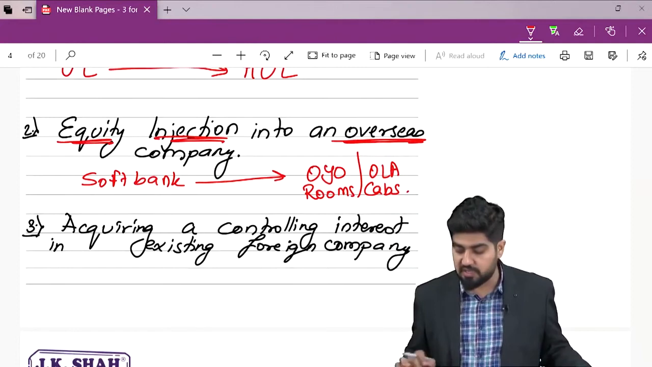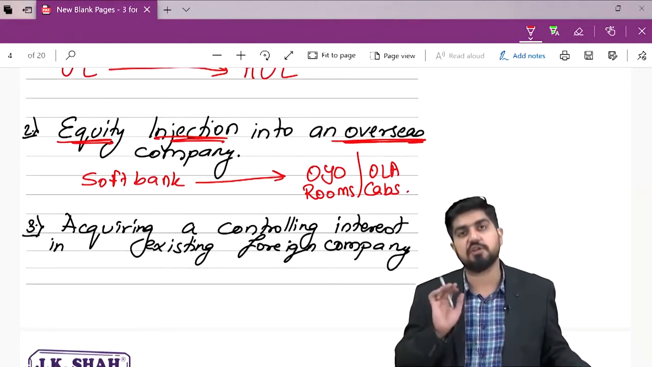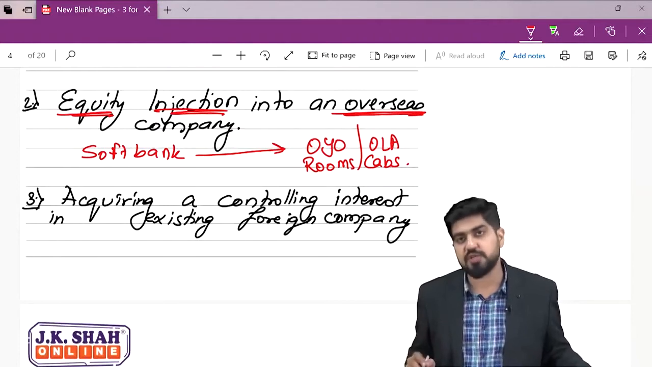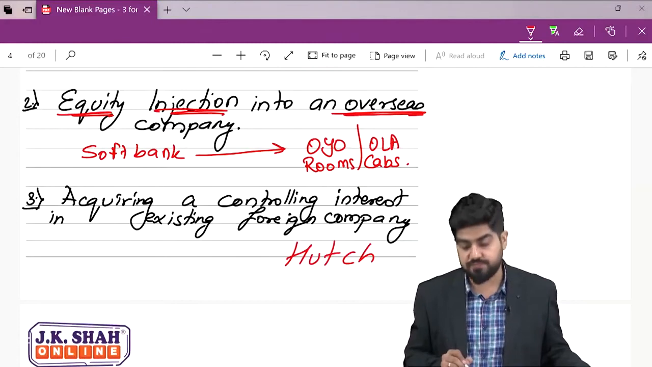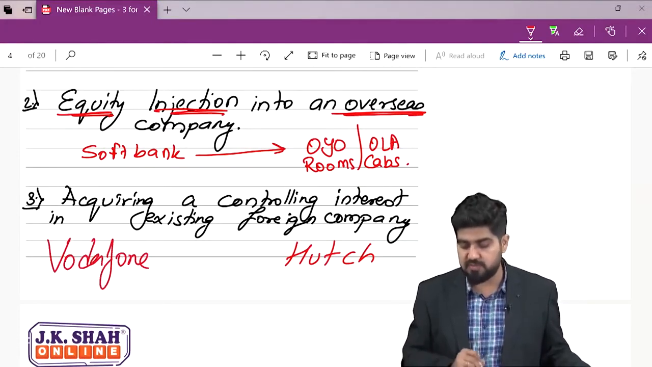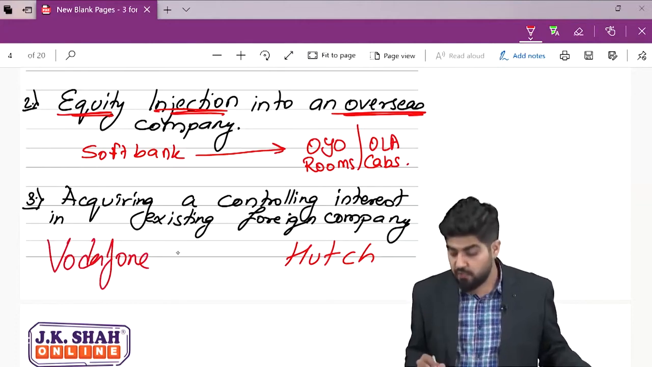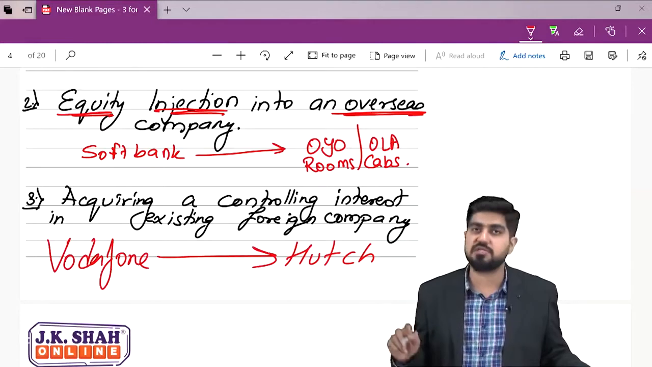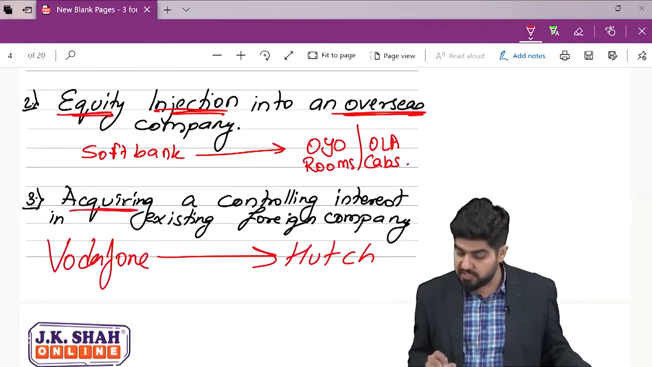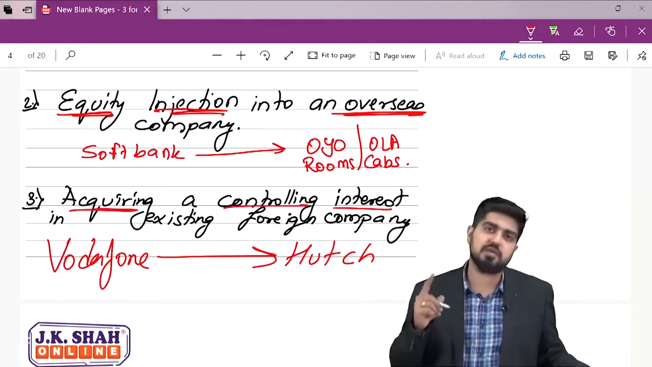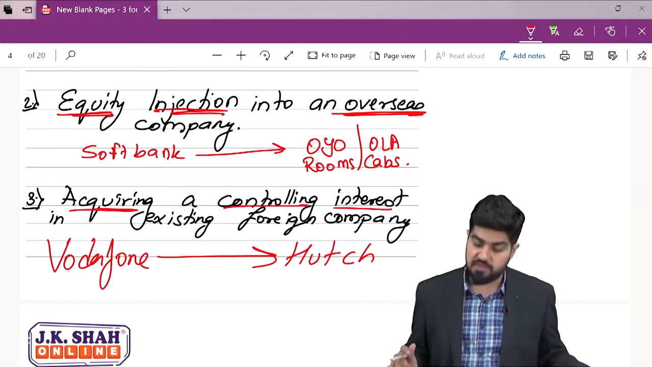Next one, acquiring a controlling interest in an existing foreign company. There is a foreign company which was performing its operation in India. The name of that company was Hutch. Now, one additional foreign company came. The name of that company is Vodafone. Vodafone came into India and acquired another foreign company, that is Hutch. So acquiring a controlling interest in an existing foreign company can also be a mode of FDI.